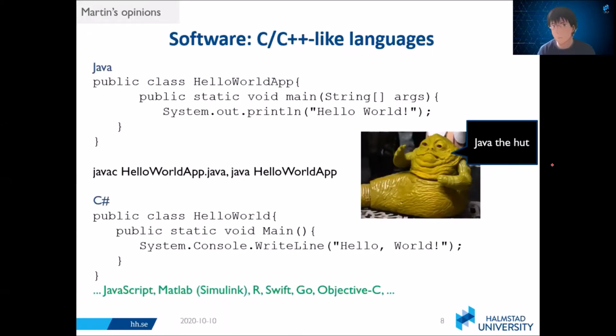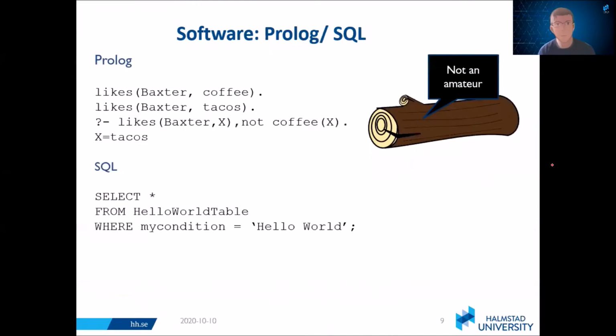Lots of other languages that are very similar from the programming side, like Java or C#, JavaScript, MATLAB, R, Swift, Go, Objective-C. R is good for statistics. Simulink, the automotive industry seems to like Simulink quite a bit. MATLAB, though, is not open source. You have to pay money to buy it. Prolog, here's an example of Prolog.